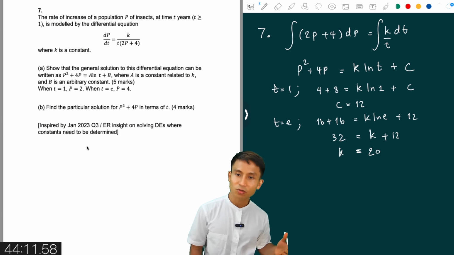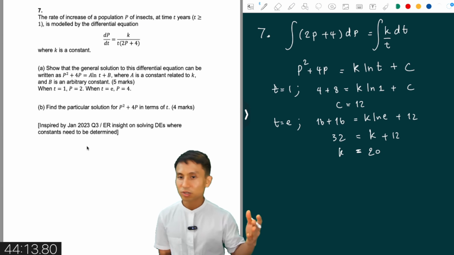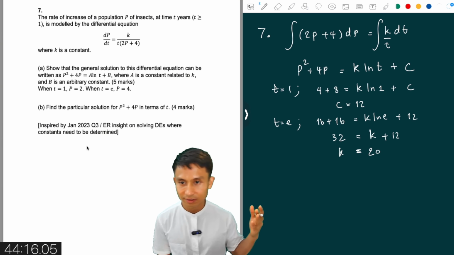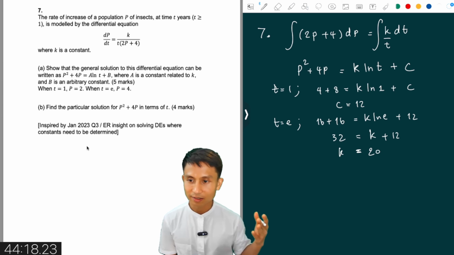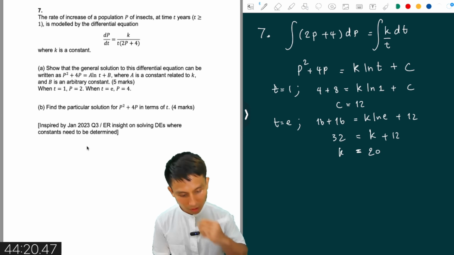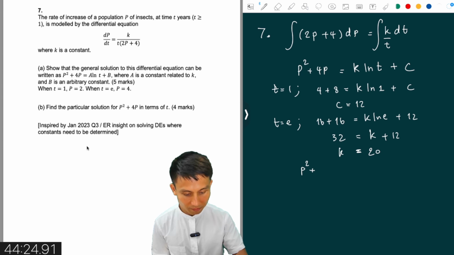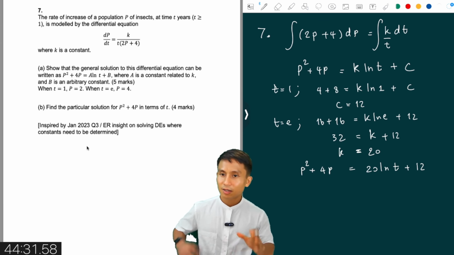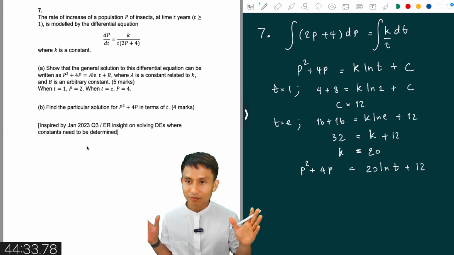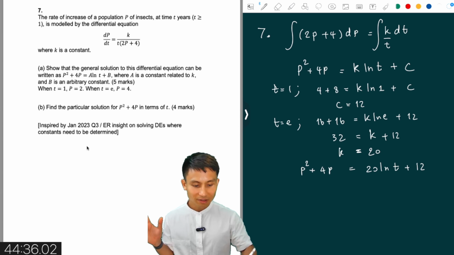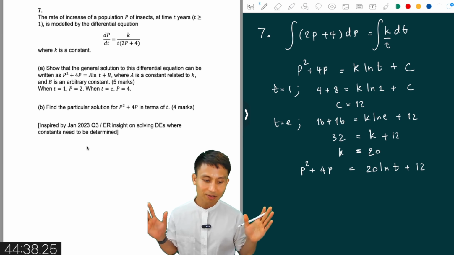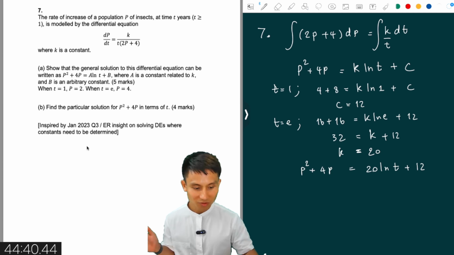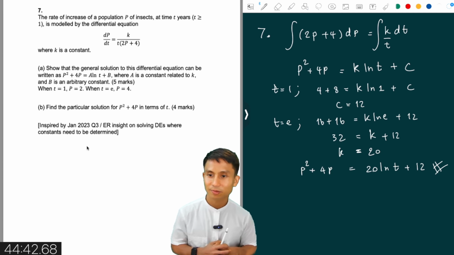This question is also typical. It gives you two conditions for you to work out both constants, and you need to know how to do that. So now we've got both terms, so we write down p squared plus 4p equals 20 ln t plus 12. We got the expression p squared plus 4p equals a ln t plus b. Everything is fine, so there you go.